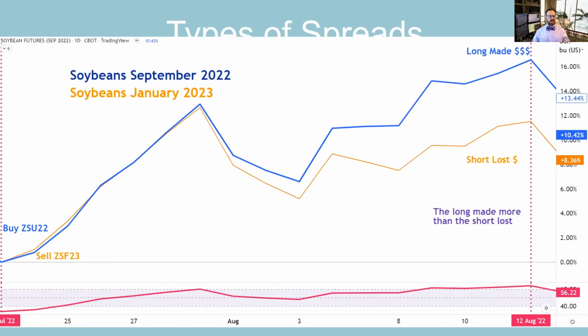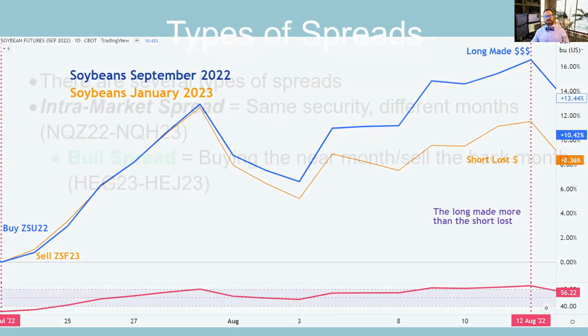Okay. And what happens if I'm right, you can see that the front month moved up further and faster. So my long made a profit. However, my short lost money because the back month also went up. But when you take a look at the number of dollar signs there, you can see net positive because you actually make more in the long than you lose on the short. Okay, so that's how you do a bull spread on futures. You are buying the front month, selling the back month. Simple.